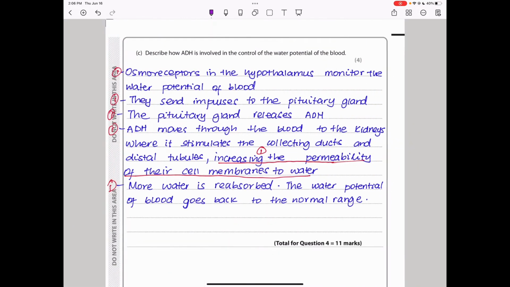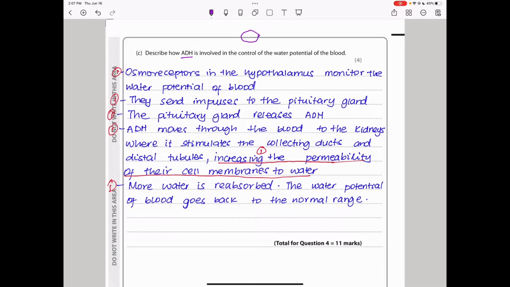Let's continue on. The next part says, describe how ADH, antidiuretic hormone, is involved in the control of water potential of the blood. Antidiuretic hormone is actually released from the pituitary gland, and it will travel to the kidneys and cause the collecting ducts to be more permeable to water. Again, they say describe how ADH is involved in the control of water potential, so we have to go back to how ADH is produced.